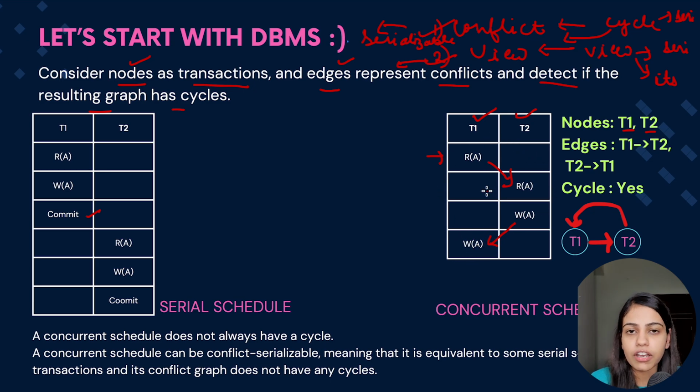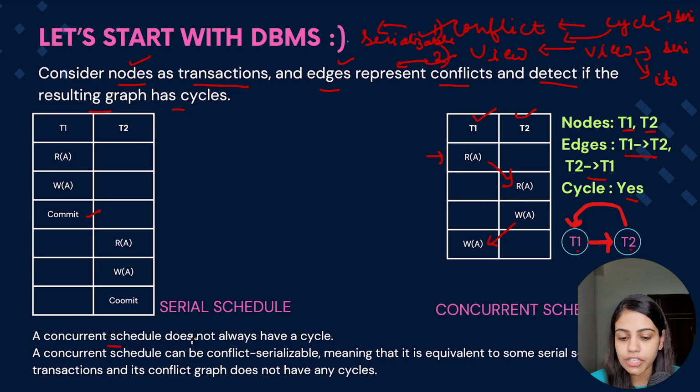If we need to draw the conflict graph for this, we can see that there are two edges and a cycle is detected in this particular graph. So T1 goes to T2 and then again T2 goes to T1. So there is a loop, or you can say a cycle, detected in this particular graph.